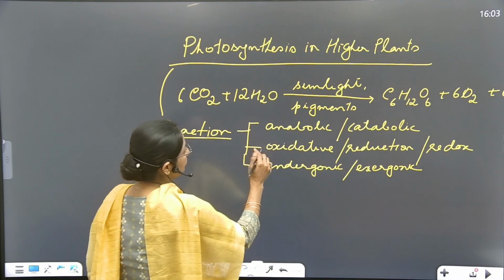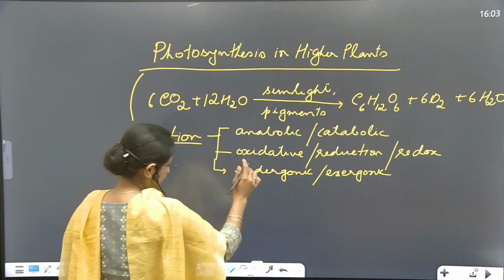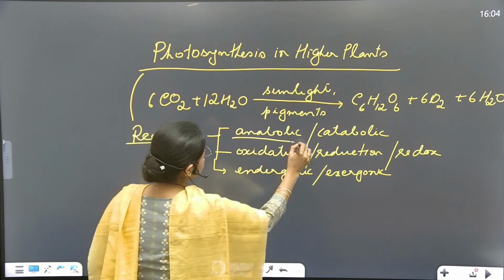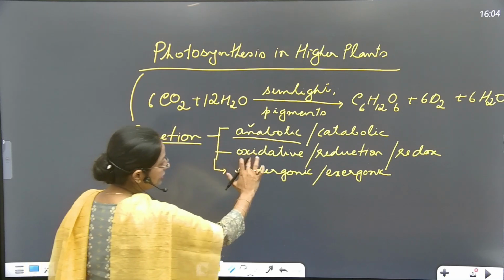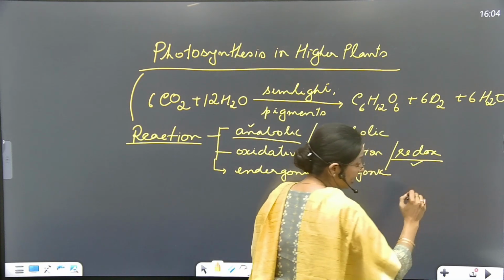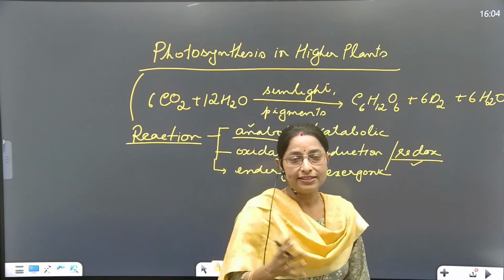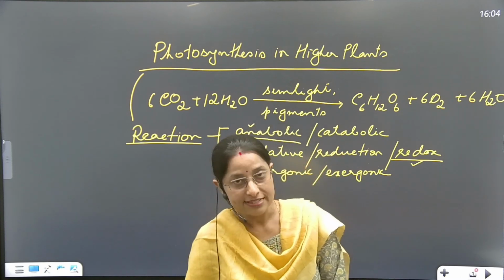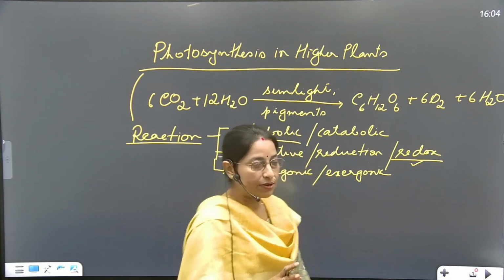So the first thing that we'll be selecting is that it's an example of an anabolic reaction. The next point is what type of a reaction it is. We will see later that it is an example of a redox reaction, where there is oxidation and reduction. A question is, in photosynthesis, what undergoes oxidation and what undergoes reduction? We'll be studying about that later.